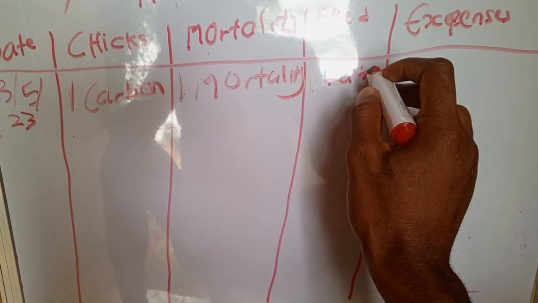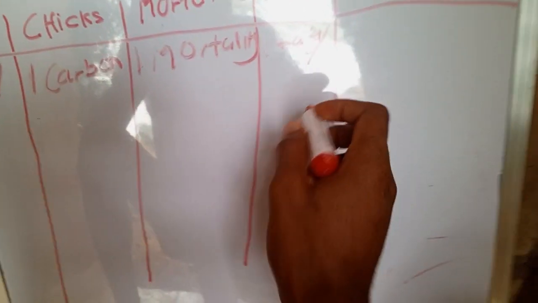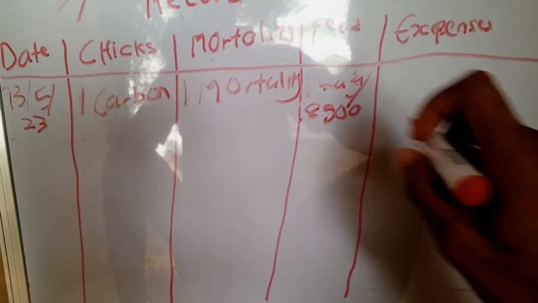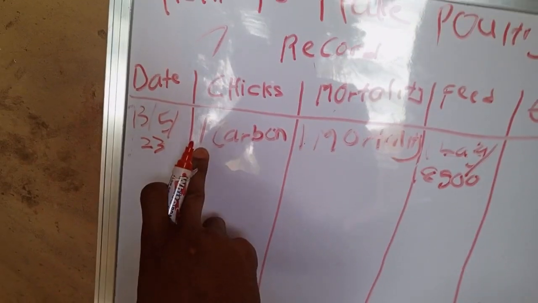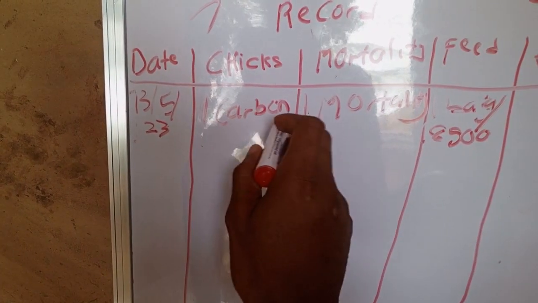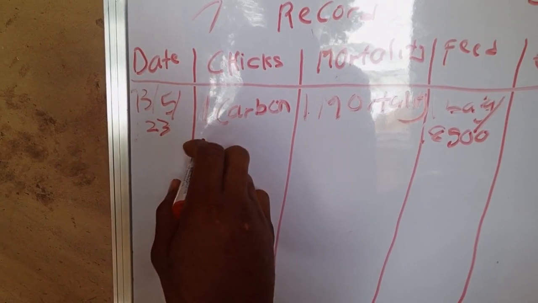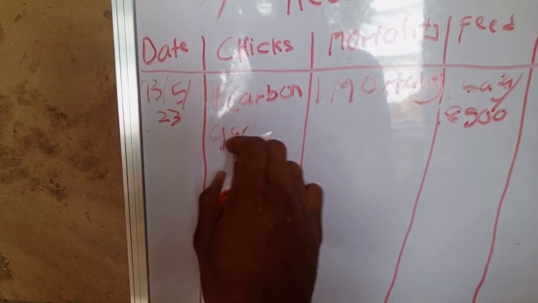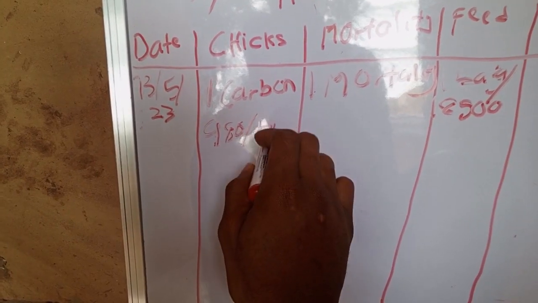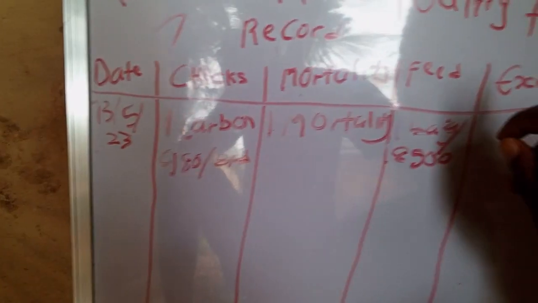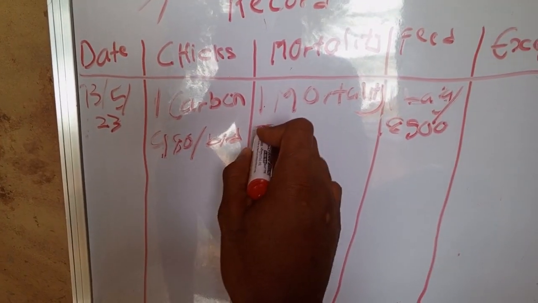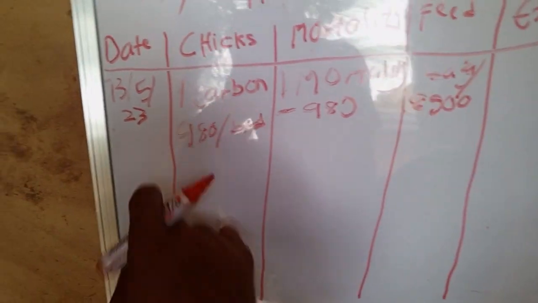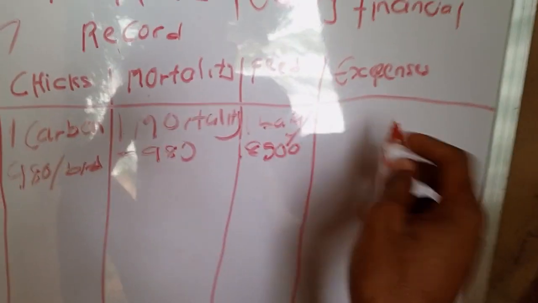At what rate? Let's say we buy 1 bag of feed at 18,500 naira. And let's say this 1 carton we bought, the price is around 980 now, 980 per broiler. So this place will now be minus 980 because we lost 1. That is now for the expenses.